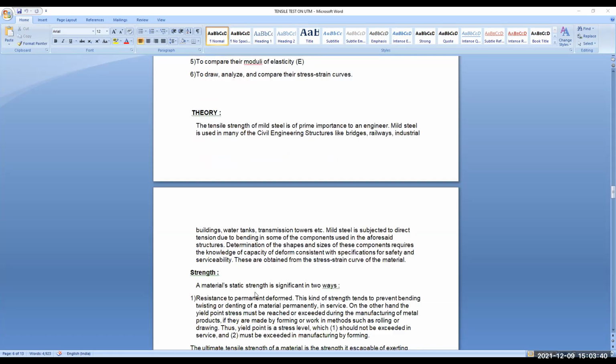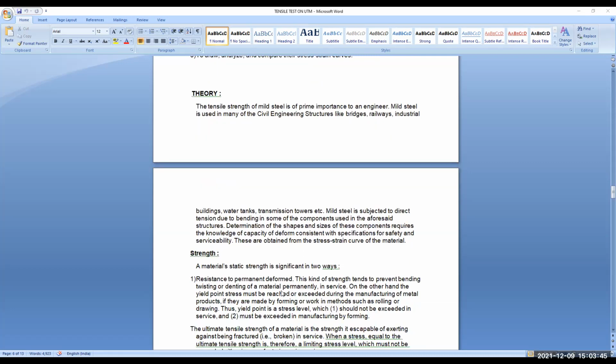Metallic static strength is important in two ways. Resistance to permanent deformation: this kind of strength relates to preventing bending, twisting, or denting of a metal permanently. On the other hand, the yield point stress must be reached or exceeded during the manufacturing of metal products. They are made by forming or working methods such as rolling and drawing. Thus, yield point is a stress level which should not be exceeded in service, but must be exceeded in manufacturing by forming.